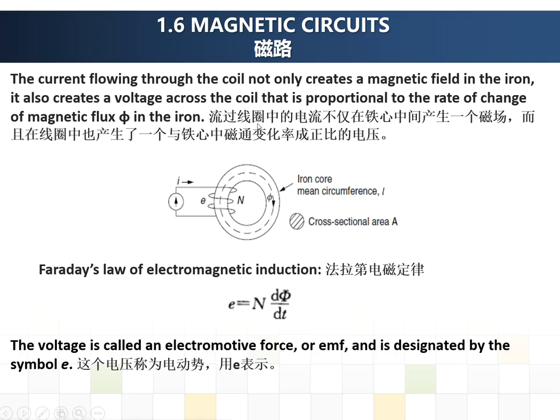The current flowing through the coil not only creates a magnetic field in the air, but also creates a voltage across the coil that is proportional to the rate of change of magnetic flux phi in the air.